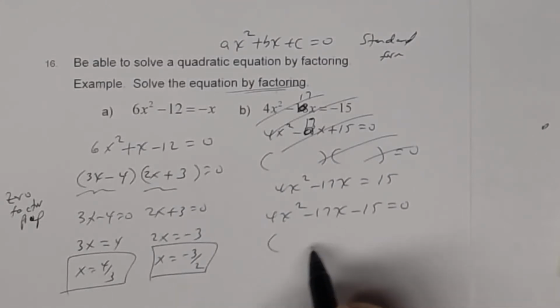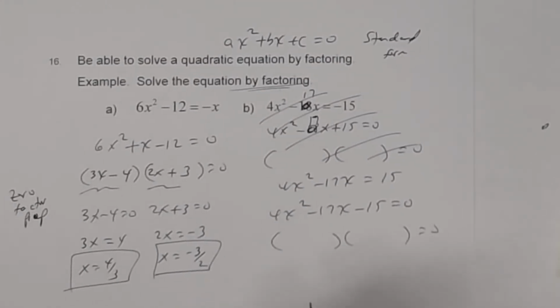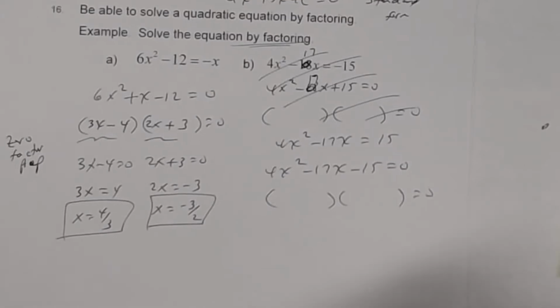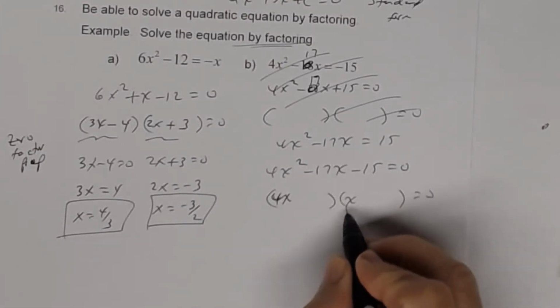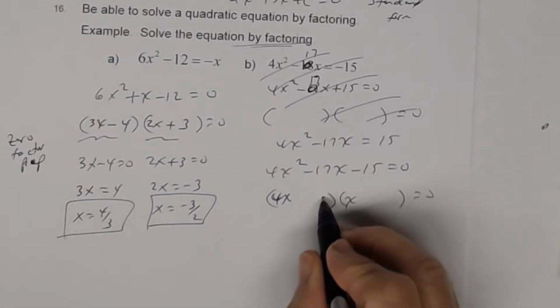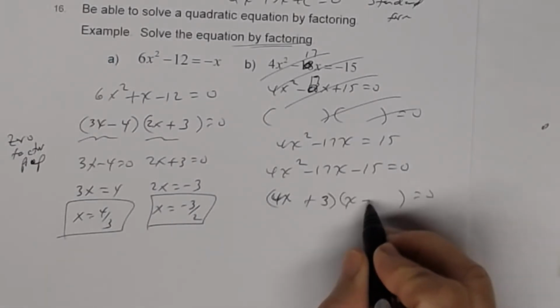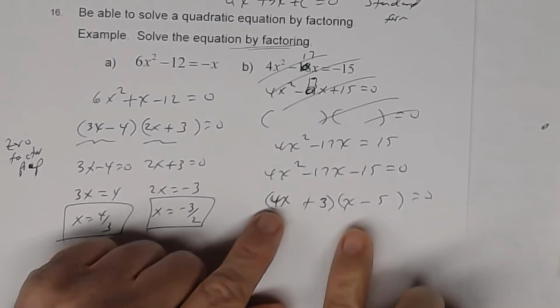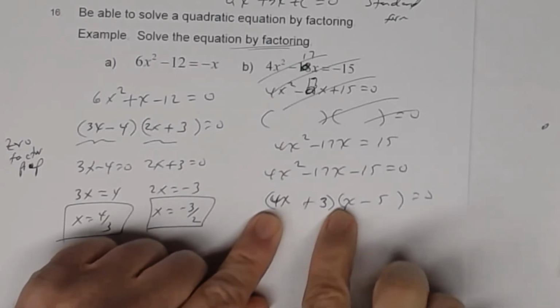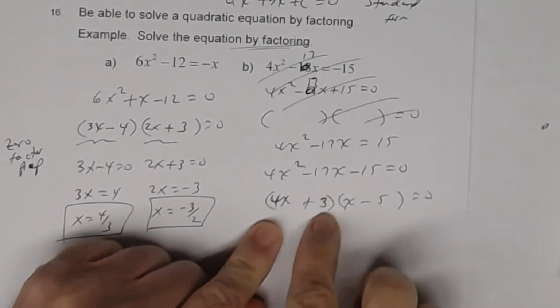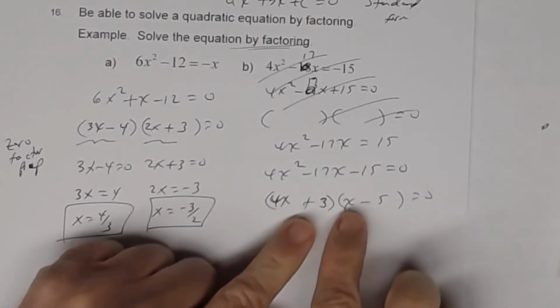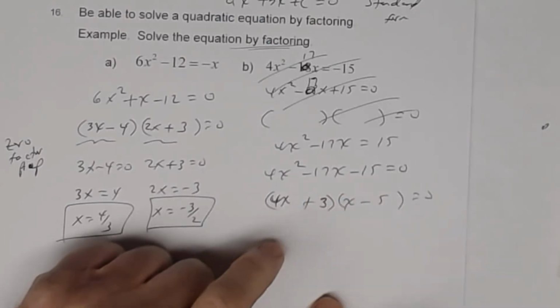And then factoring this, this is factorable now. I'm going to get, let's see, it'll be 4x, x, and then a positive 3 and a negative 5. Let's make sure it works. 4x times x is 4x squared. The outer is negative 20x. The inner is 3x. That's negative 17x. And then 3 times negative 5 is negative 15.